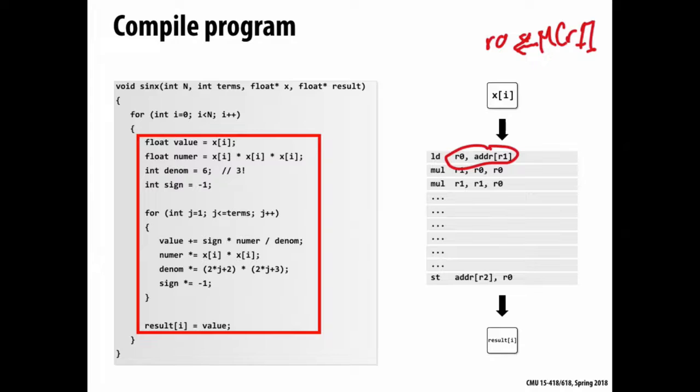The first one loads, so it reads from memory and stores it into a register. The second one then multiplies register 0 by itself and stores that in R1, and then the third one multiplies register 0 by register 1 and stores it in R1. So you can see that computation is for this numerator computation here, the cube of x sub I. And the observation here is there's really not much potential for parallelism here.